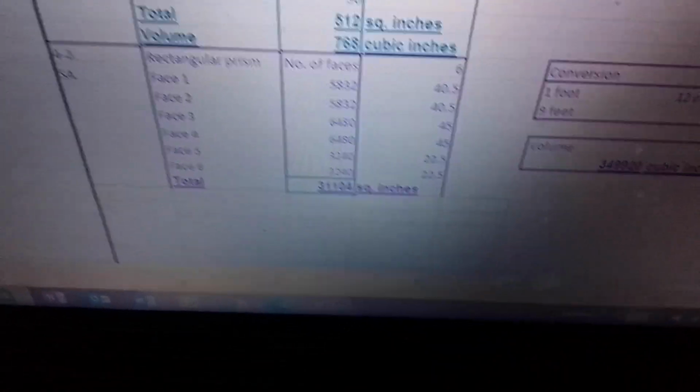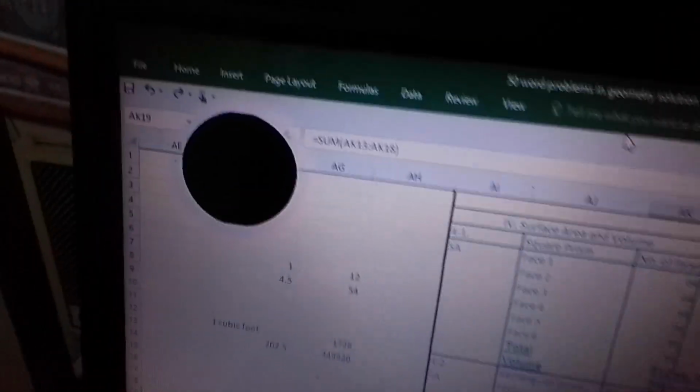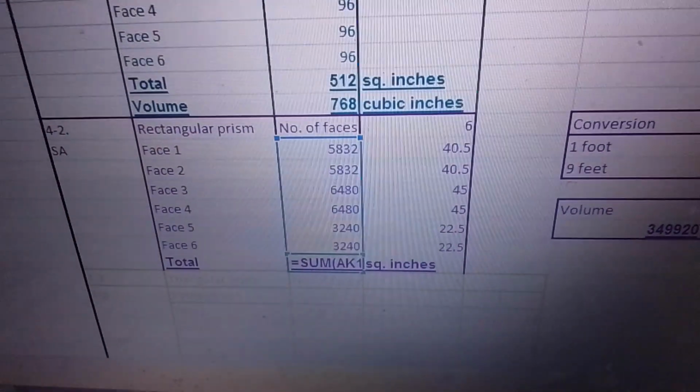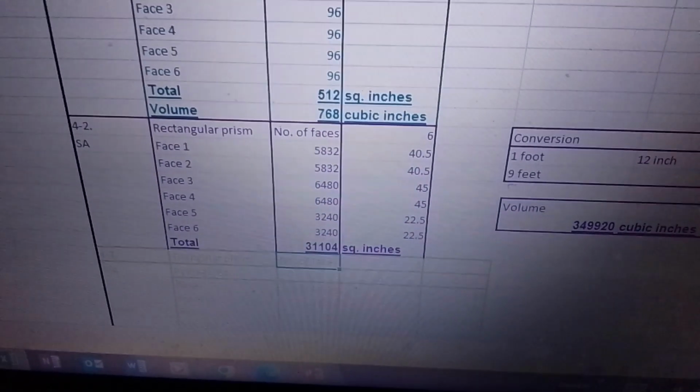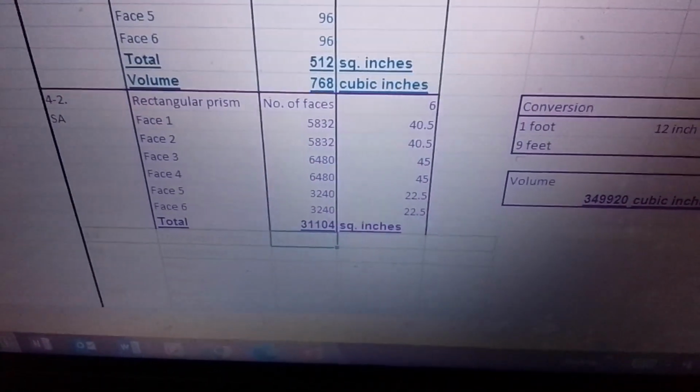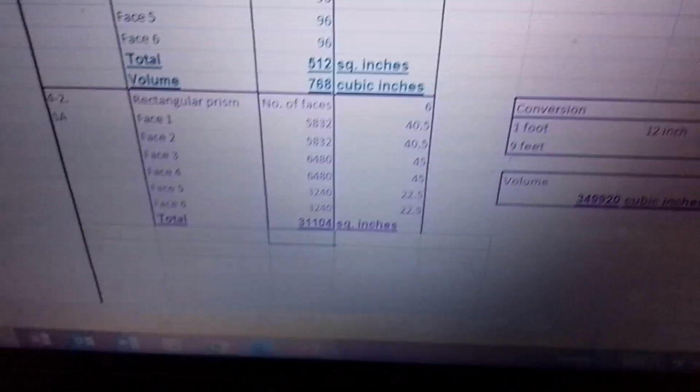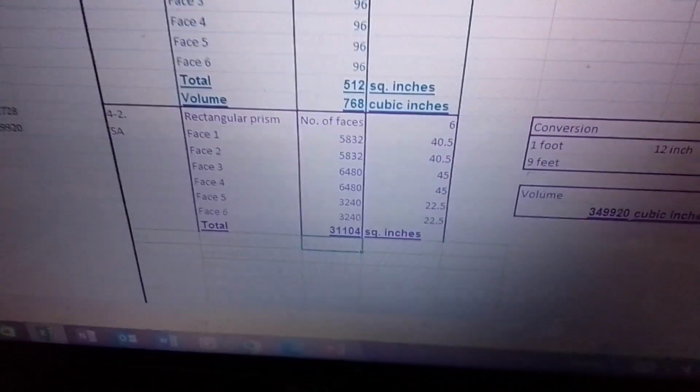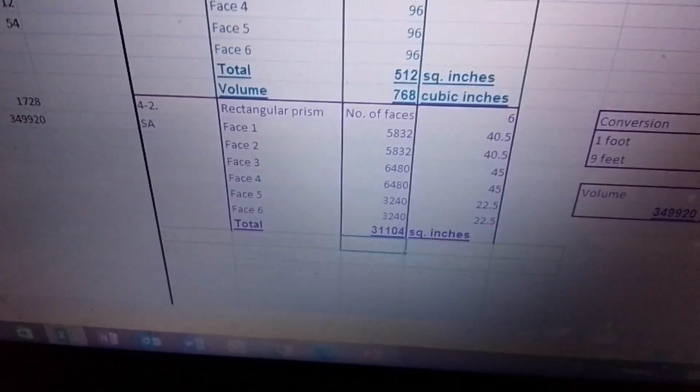Now, we sum everything up. Di ba remember ang sum formula that you see here? Yes, sinam ko lahat ito. And you should get 31,104 square inches. Yun lang. Now, for volume, maikli lang to.